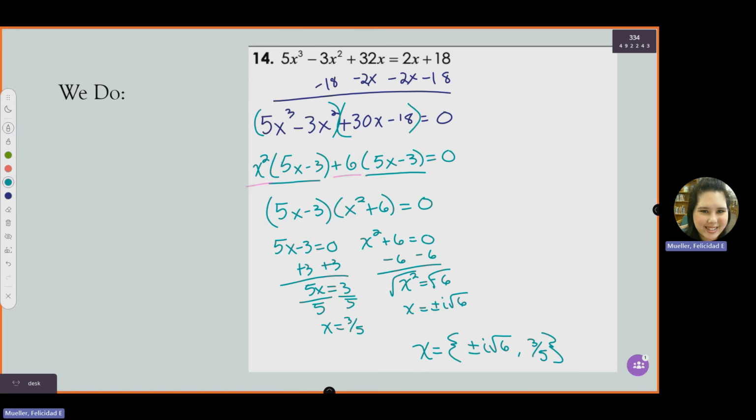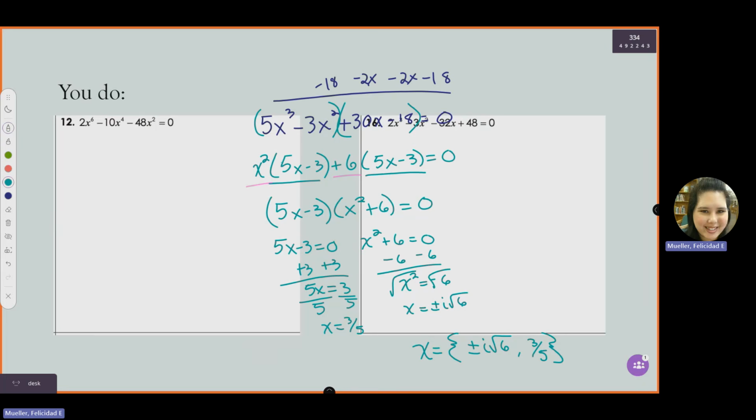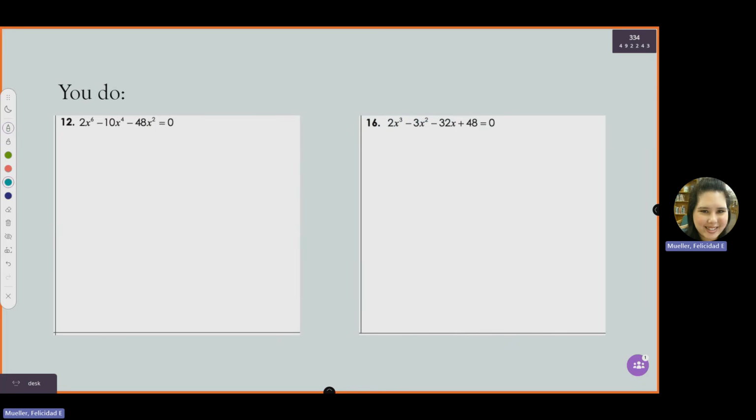Take a look at our last two equations. We're going to take a look at questions 12 and 16. Again, if you have the handout, they're there. If not, you can copy them from the screen. Go ahead and try these problems. So go ahead and pause the video, give them a shot. Okay. Moving on, let's go ahead and take a look at them. So let's check your work.